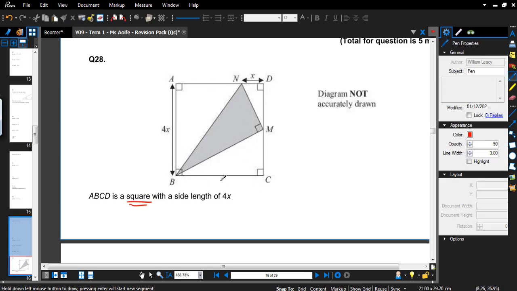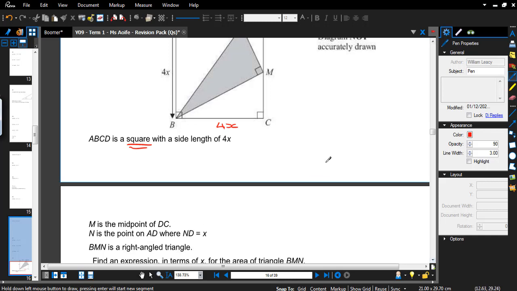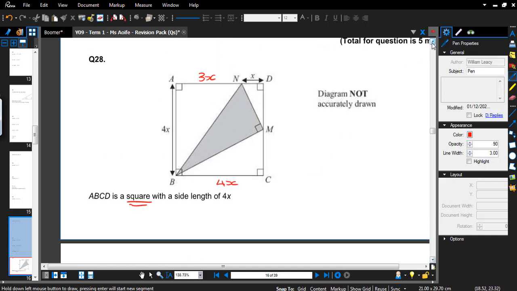As always, it's a square, so that has to be 4x. If that's x, this has to be 3x. Now, what are these? M looks to be halfway up, but let's just double check. M is the midpoint of DC. So if that's the midpoint of here to here, this has to be 2x. And that has to be 2x.